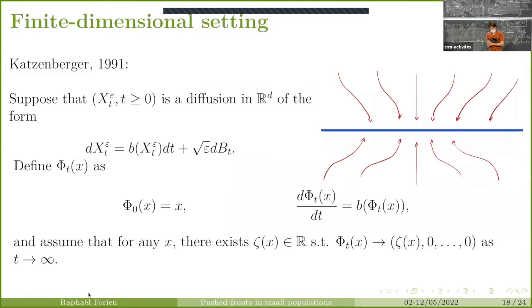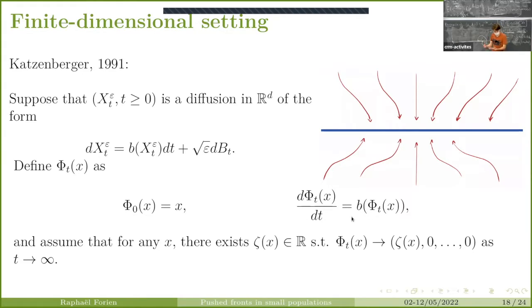in the 1990s, where, okay, forget about the complicated SPDE that we had before. Suppose that we have just a simple diffusion in R^d, which is of this form. It follows, we have a deterministic drift b of x plus Brownian motion with variance epsilon. And we define phi_t of x as being the flow of the deterministic equation when we remove the Brownian motion. So the derivative of phi_t of x is b of phi_t of x.